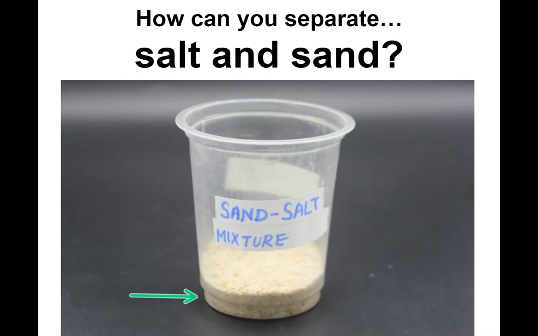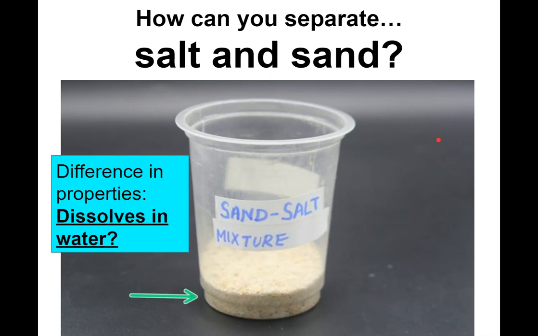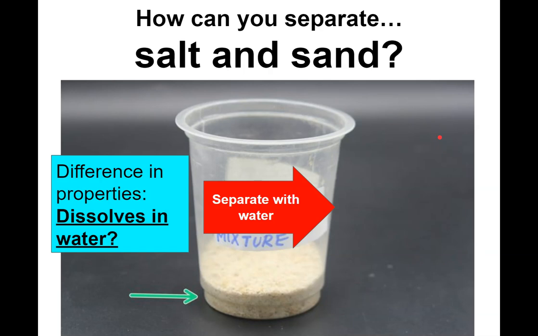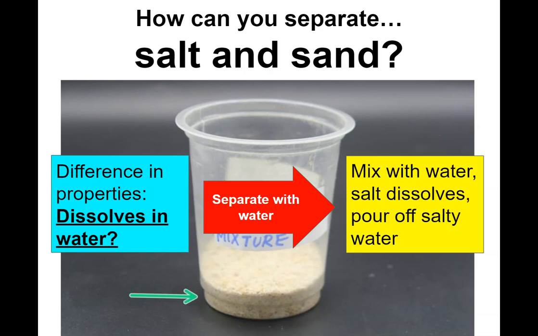How could you separate salt and sand? So thinking about some of the properties of salt and sand, here's the difference: how they dissolve in water, or do they dissolve in water? Because salt does dissolve in water, sand does not. So we could use that to separate them. You mix them with water, the salt will dissolve, and you pour off the salty water. You can just keep doing that because the sand will not dissolve. You can get it away that way.